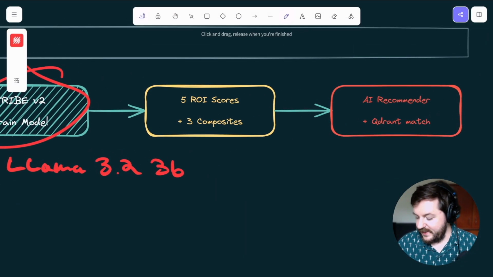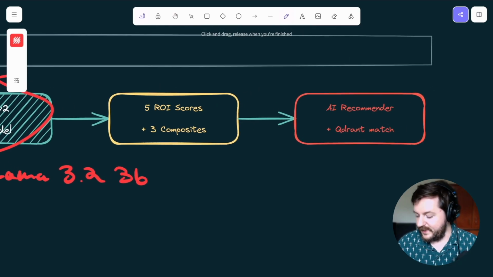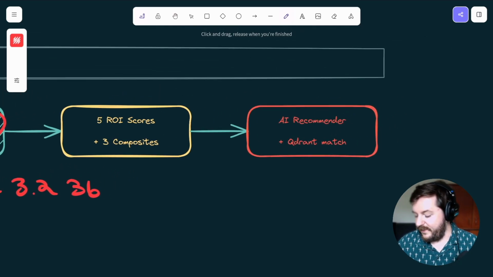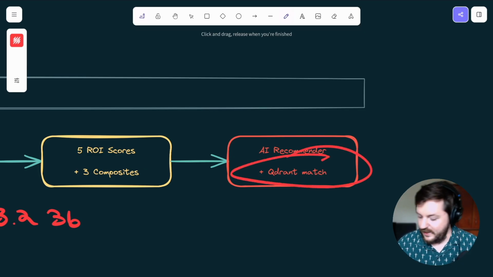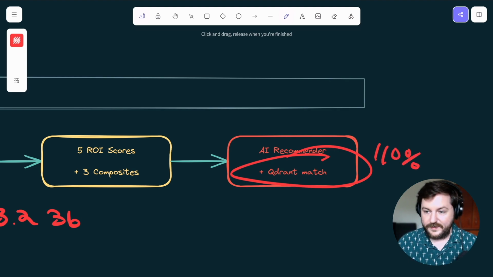Okay, so we touched on the 5 ROI scores, the 3 composites, and then our final recommender. You'll notice that I have quadrant matching here. This is if you want to be extra or spicy or 110%.